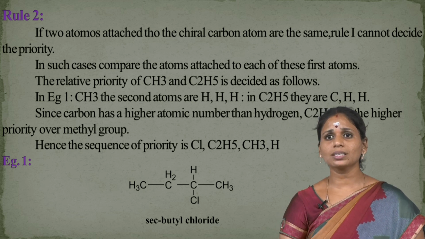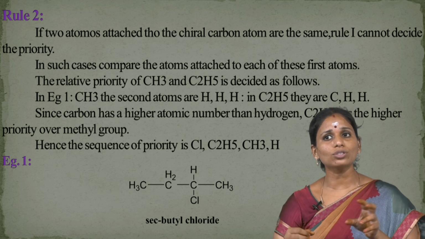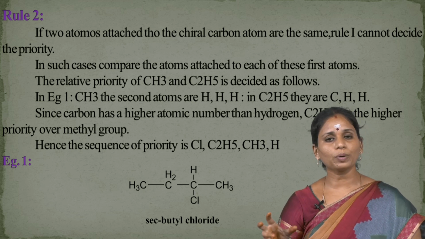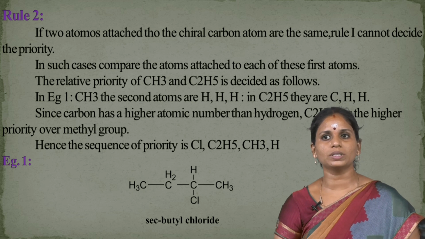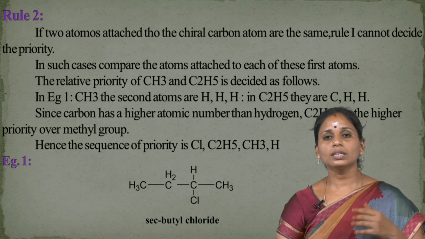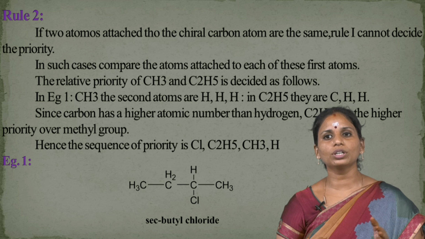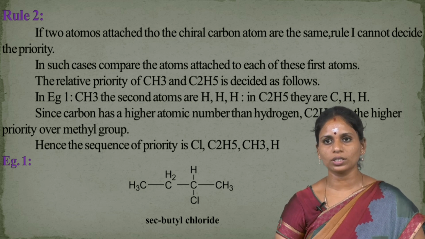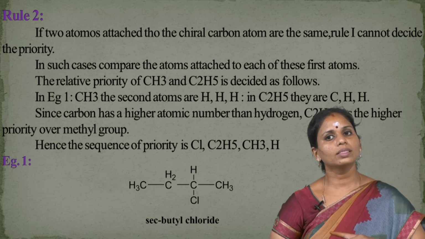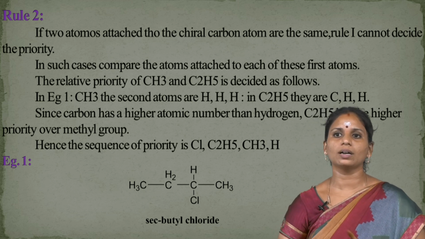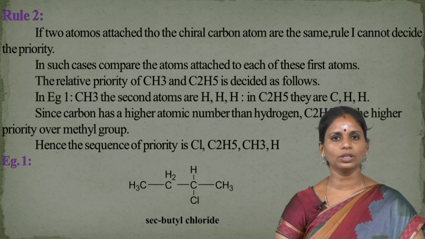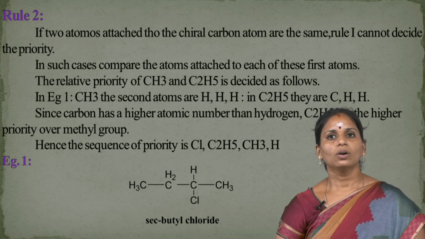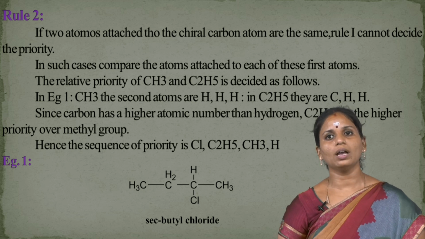In such cases, compare the atoms attached to each of these first atoms. The relative priority, like methyl group and ethyl group, is decided as follows. In secondary butyl chloride, we have to give the priority likewise. Chlorine first, because the atomic mass of chlorine is higher. Then ethyl group, then methyl group, and then comes the hydrogen. Likewise, we have to give the priority order. In 2-methyl pentane also the same thing happens.